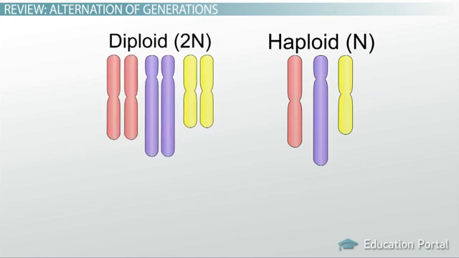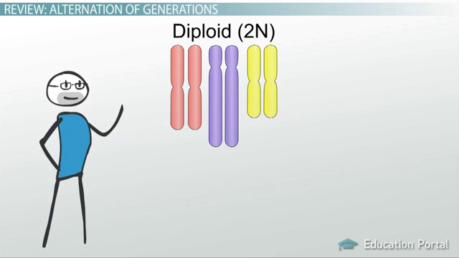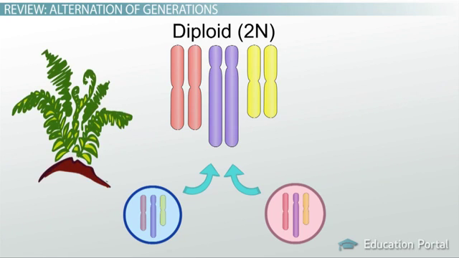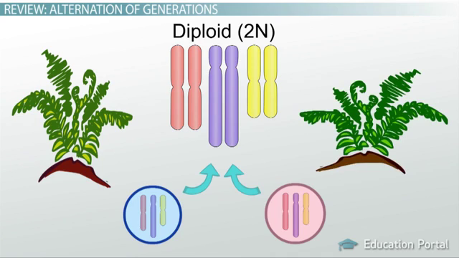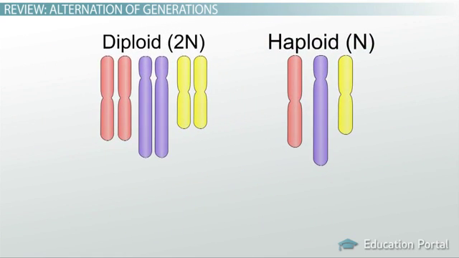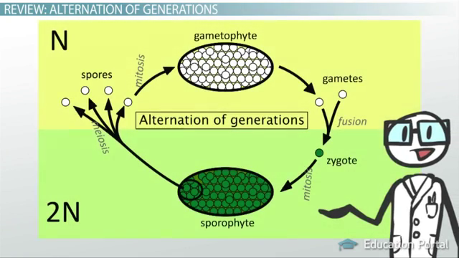In diploid cells, one copy of chromosomes comes from each parent. For example, in humans, you get one copy of chromosomes from your dad and one copy of chromosomes from your mom. The same idea is found in plants. Each diploid cell contains one copy of chromosomes from the male parent and one copy of chromosomes from the female parent. Haploid means one set of chromosomes and is commonly abbreviated as N because there's only one copy of the chromosomes. Let's look at a diagram of the basic idea of alternation of generations.